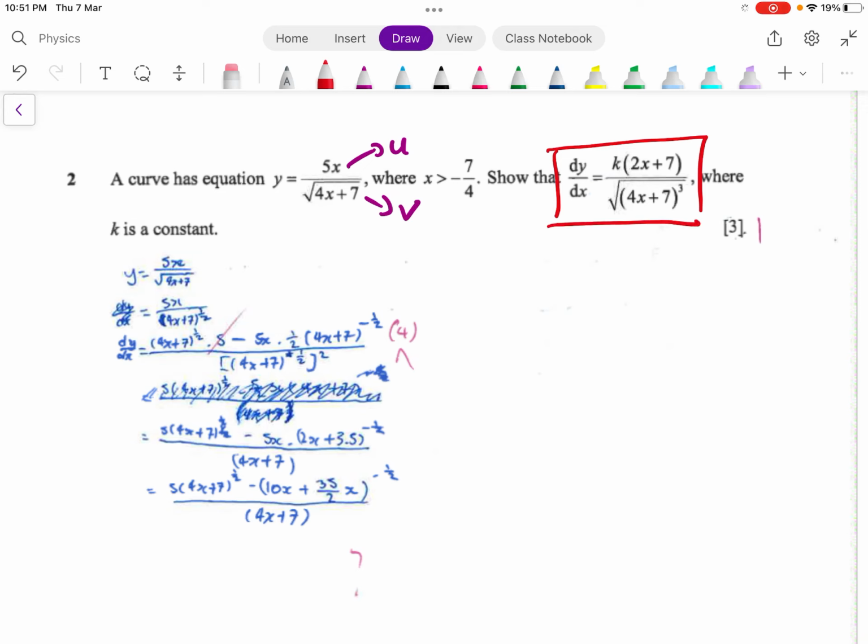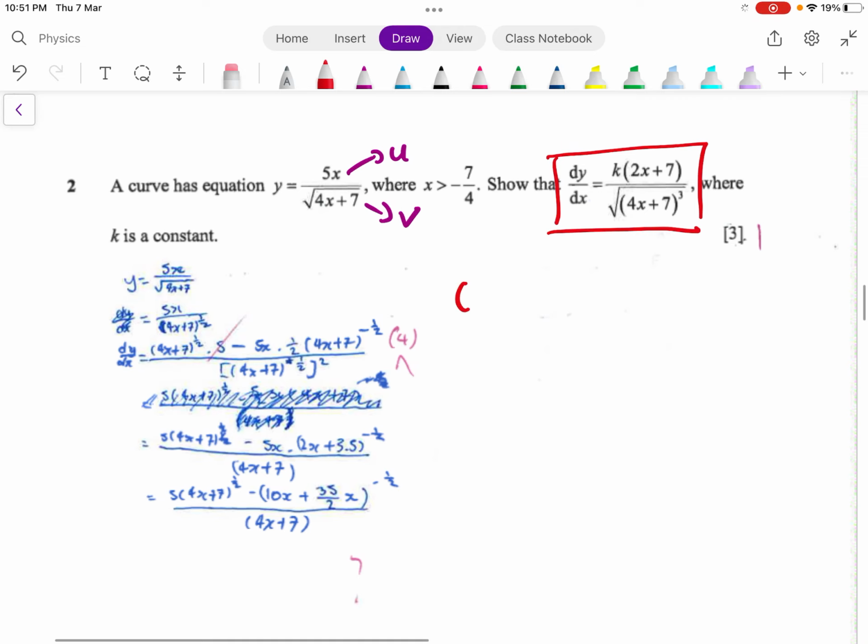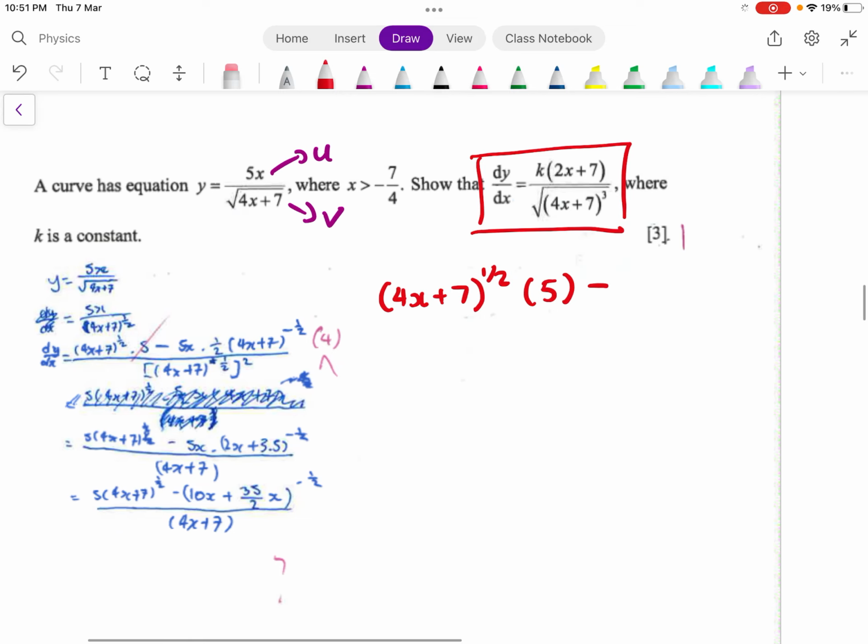Remember: low d high minus high d low. Low is (4x + 7) to the power of half. Low d high means you differentiate the high. High is 5x, so differentiating it gives 5. Minus high d low: you differentiate 4x + 7 to the power of half. Let me write it here. You just need to differentiate this.